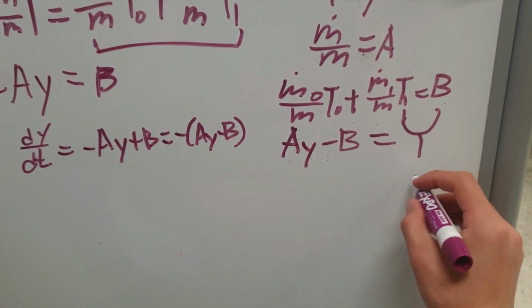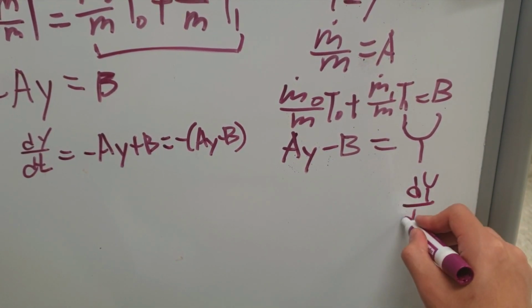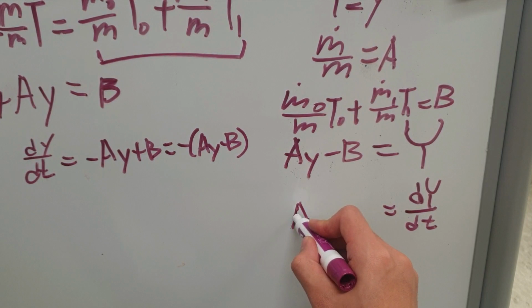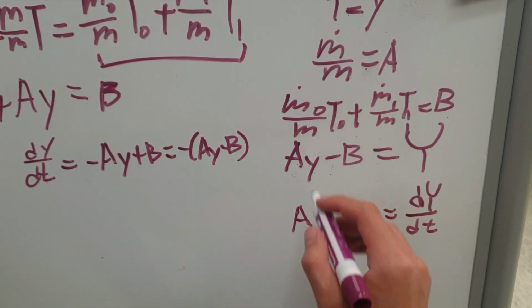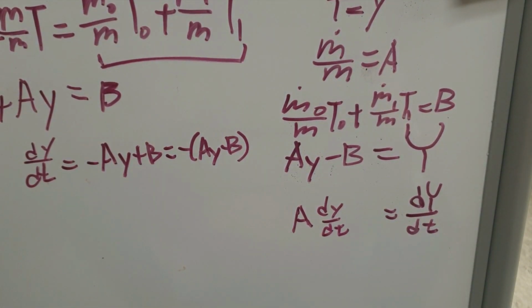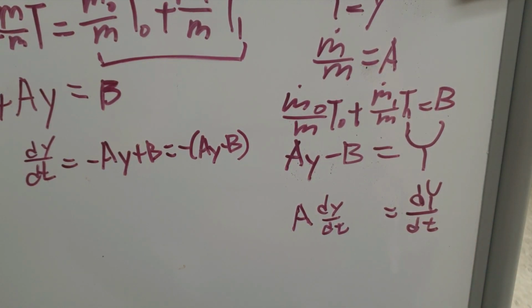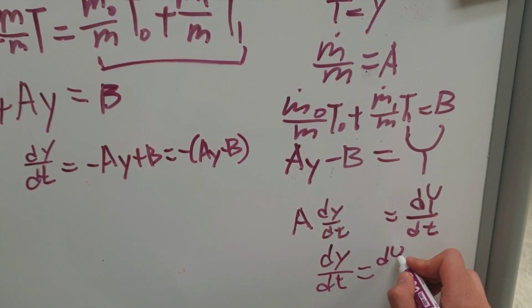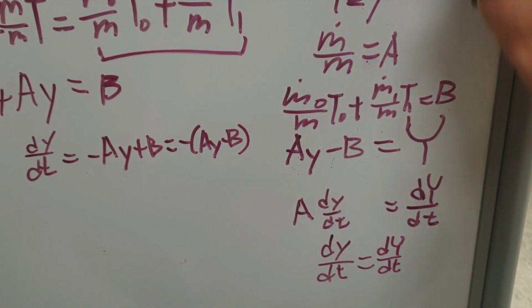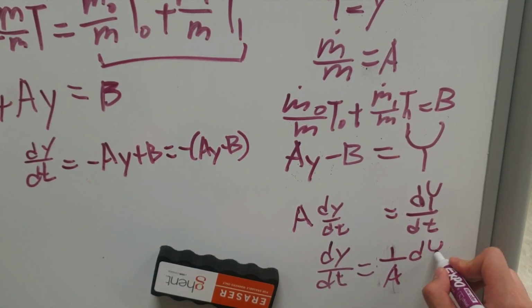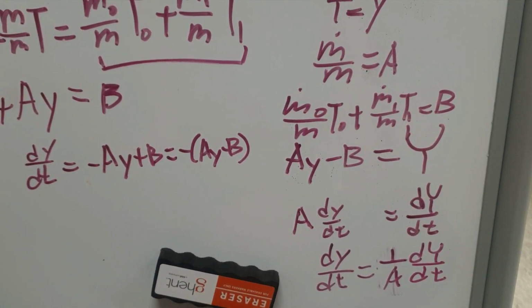So if we take the derivative of both sides, we'll have dy over dt. On this side, if we take the derivative, it's going to be just regular a, and then dy over dt. And if we move this a to the right side, we'll have regular dy over dt is equal to 1 over a big dy over dt.